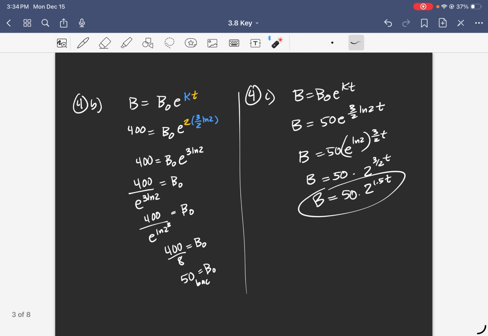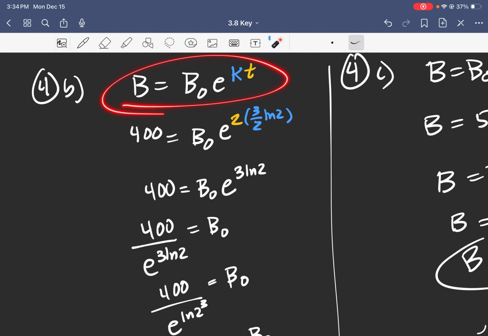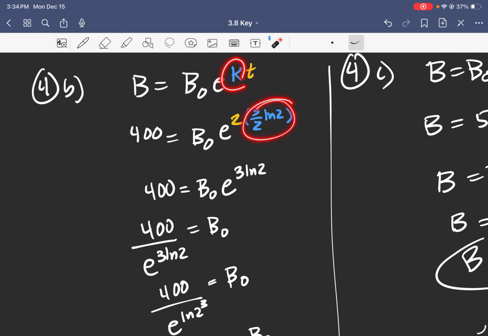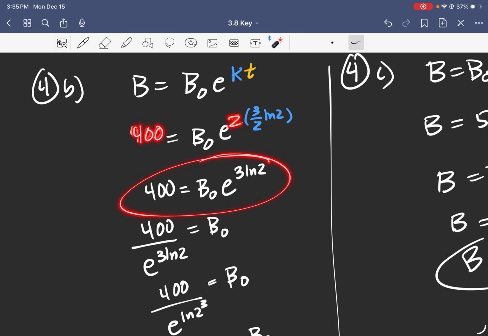Okay, so then when we look at B, if this is our equation, I can plug in for time a 2 and plug in for k what we found, because they said that after 2, it says what was the initial size of the culture? We know that after 2 hours we get 400, so I plug in 2 and 400, and that allows me to solve for B naught. These cancel out and give me this.